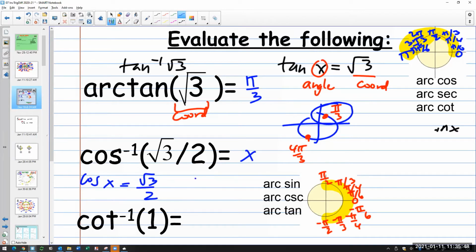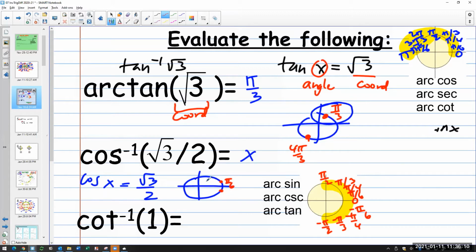So I go to my unit circle and I think about where in my unit circle is cosine square root of 3 over 2. That means my x value moves positive to square root of 3 over 2. There's only 2 places. What places are they? Pi over 6 and where else? This angle here, 11 pi over 6, right?